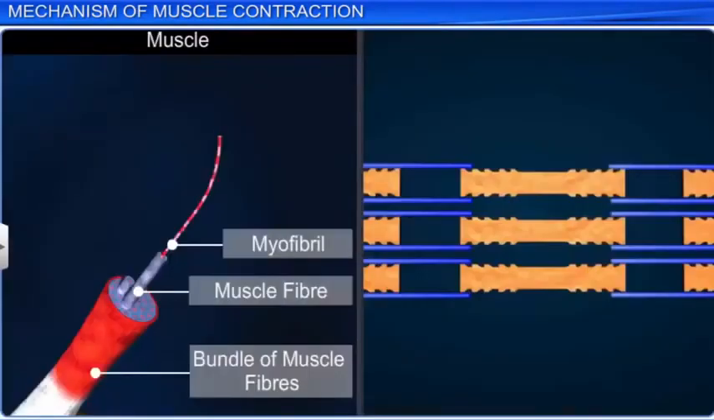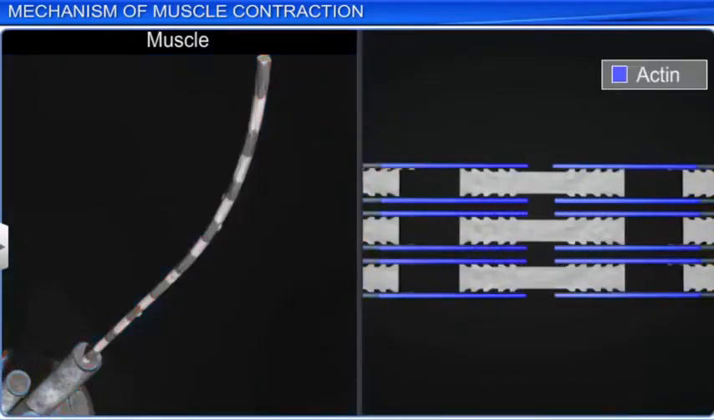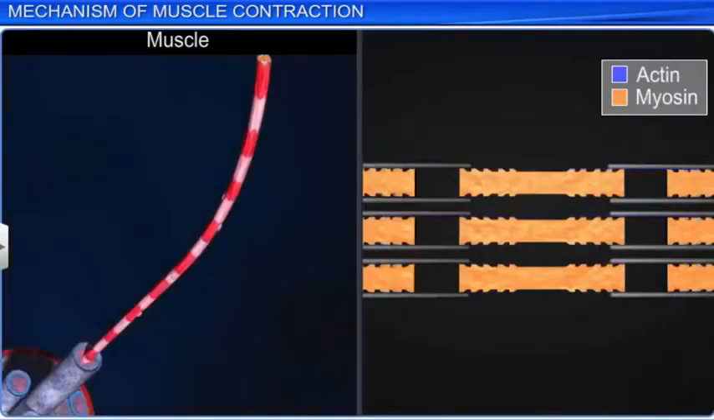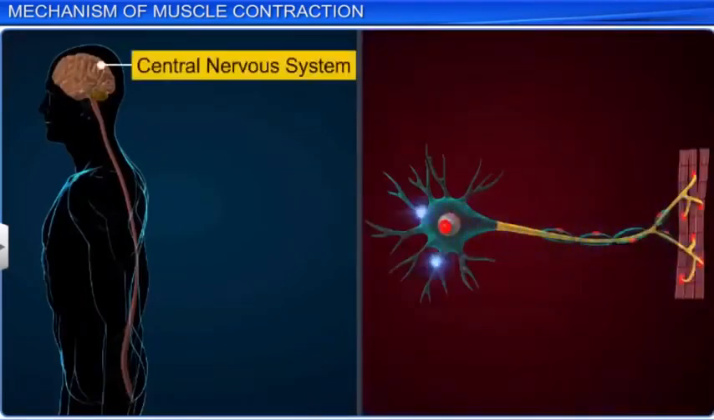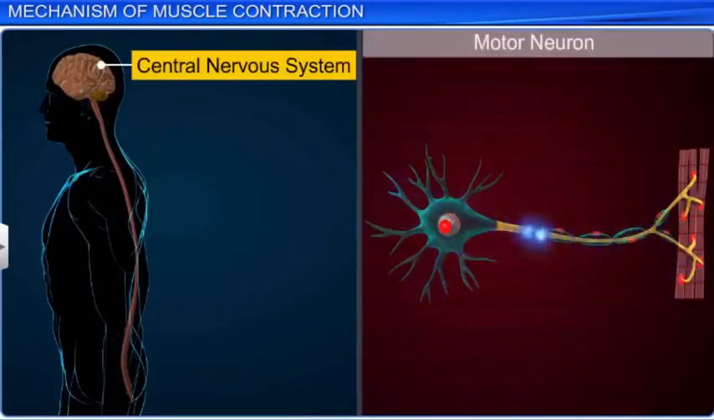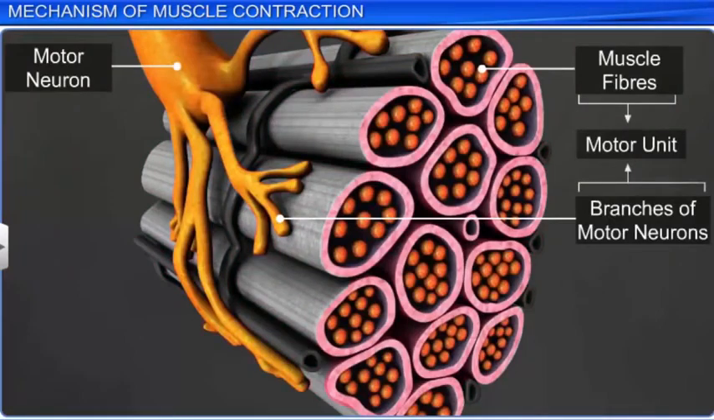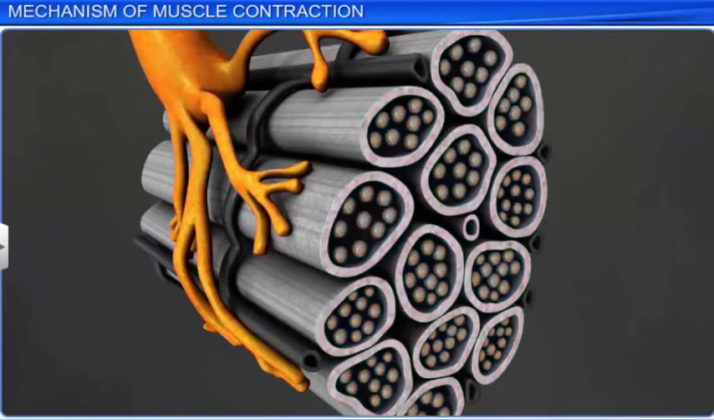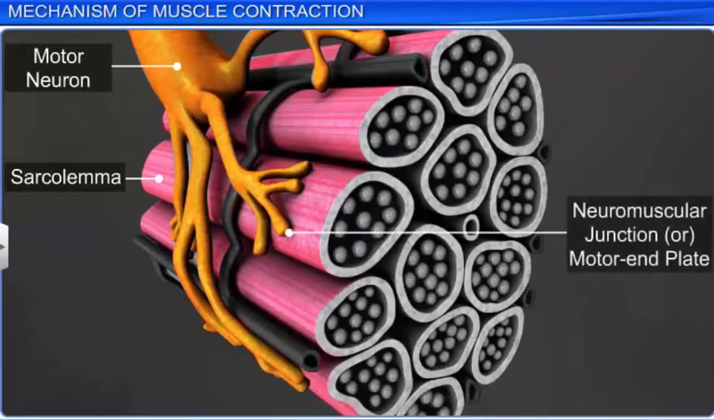According to this model, muscle fibers contract when thin or actin filaments slide over the thick or myosin filaments. To start a muscle contraction, the central nervous system or CNS sends a signal via a motor neuron. The motor neurons, along with the connected muscle fibers, form a motor unit. In fact, the junction between a motor neuron and sarcolemma of the muscle fiber is called the neuromuscular junction or motor end plate.